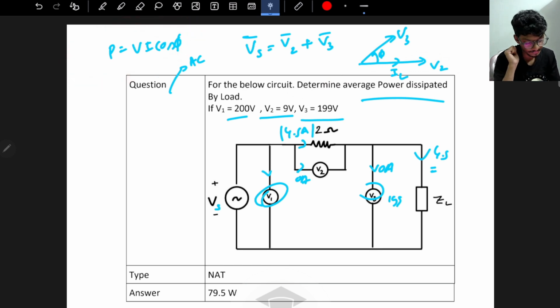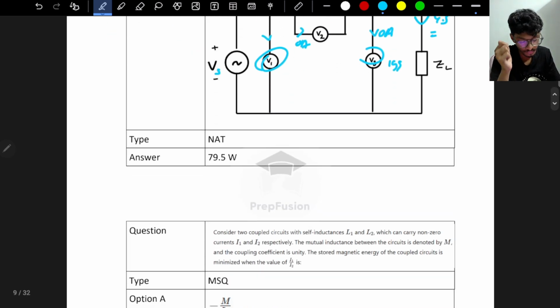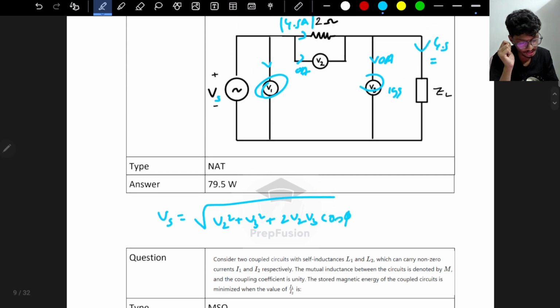I know the complex summation, phasor summation of this is Vs, as written here. So if I take the summation, this will be equal to Vs. So I can use the parallelogram law. What is the parallelogram law? It is simply Vs equals the whole under root of V2 square plus V3 square plus 2 V2 V3 cos phi, where phi is the angle between them.